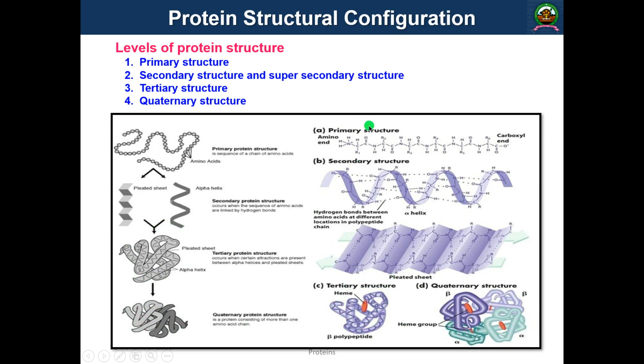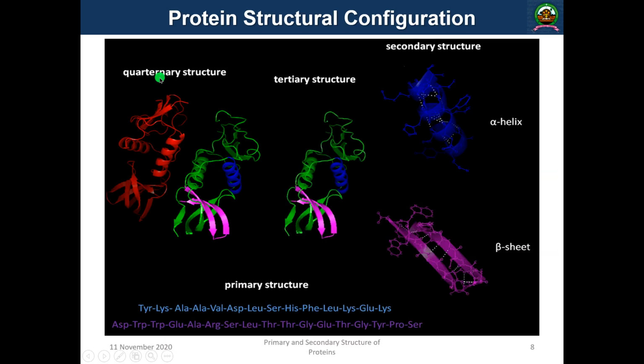And the importance of these is that work on all 4 levels of structural organization received the prestigious Nobel Prize in physiology or medicine, or in chemistry. So that is very, very important. Now in this particular class we will discuss the primary structure and secondary structure in detail.